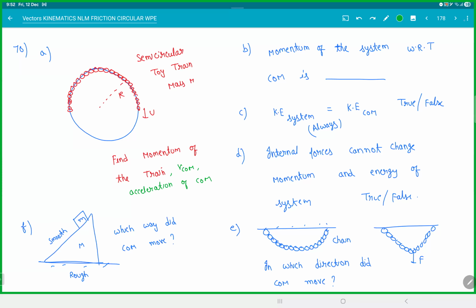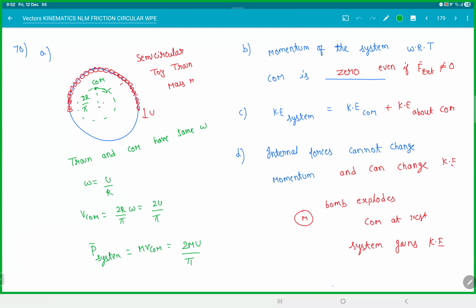Let's see. Look at this thing. When the toy train is going in a circle, the center of mass, which is 2r by pi, also goes in a circle of 2r by pi. What will be same for the train and this thing? They'll have same omega, isn't it? When the train completes one circular motion, even the center of mass will complete a circle. So both will have same omega. So momentum of the system is mass into this thing. What is acceleration of center of mass? Omega square r.